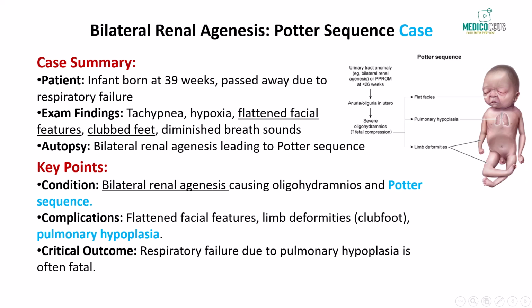However, the most critical consequence of oligohydramnios is pulmonary hypoplasia. The developing lungs do not have the necessary amniotic fluid to expand and grow properly, leading to respiratory failure at birth, which is often fatal. In this case, the lack of prenatal care likely delayed the diagnosis, as prenatal ultrasounds can often detect the signs of Potter sequence, such as oligohydramnios and absent kidneys.